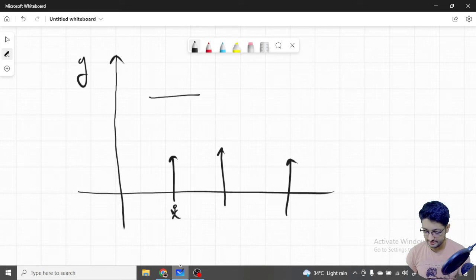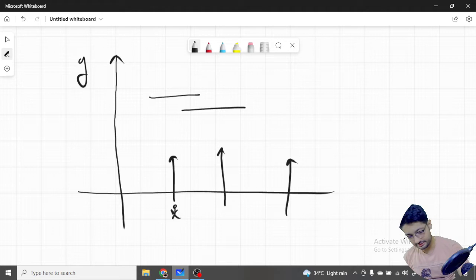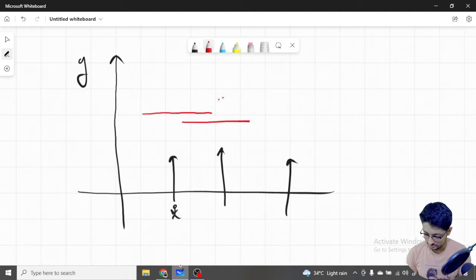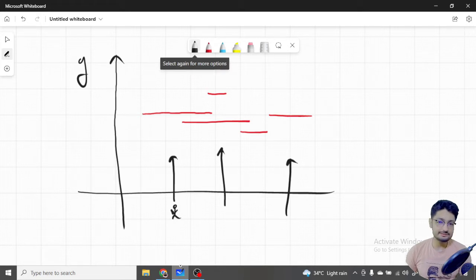Let's say there is one balloon like this, one balloon like this, or let's take another pen. Let's say one balloon is like this, of this width, one balloon is like this, one balloon is smaller like this, one balloon is like this, one balloon is like this. So the different balloons are like this, and you have to shoot arrows such that a minimum number of arrows burst all the balloons.